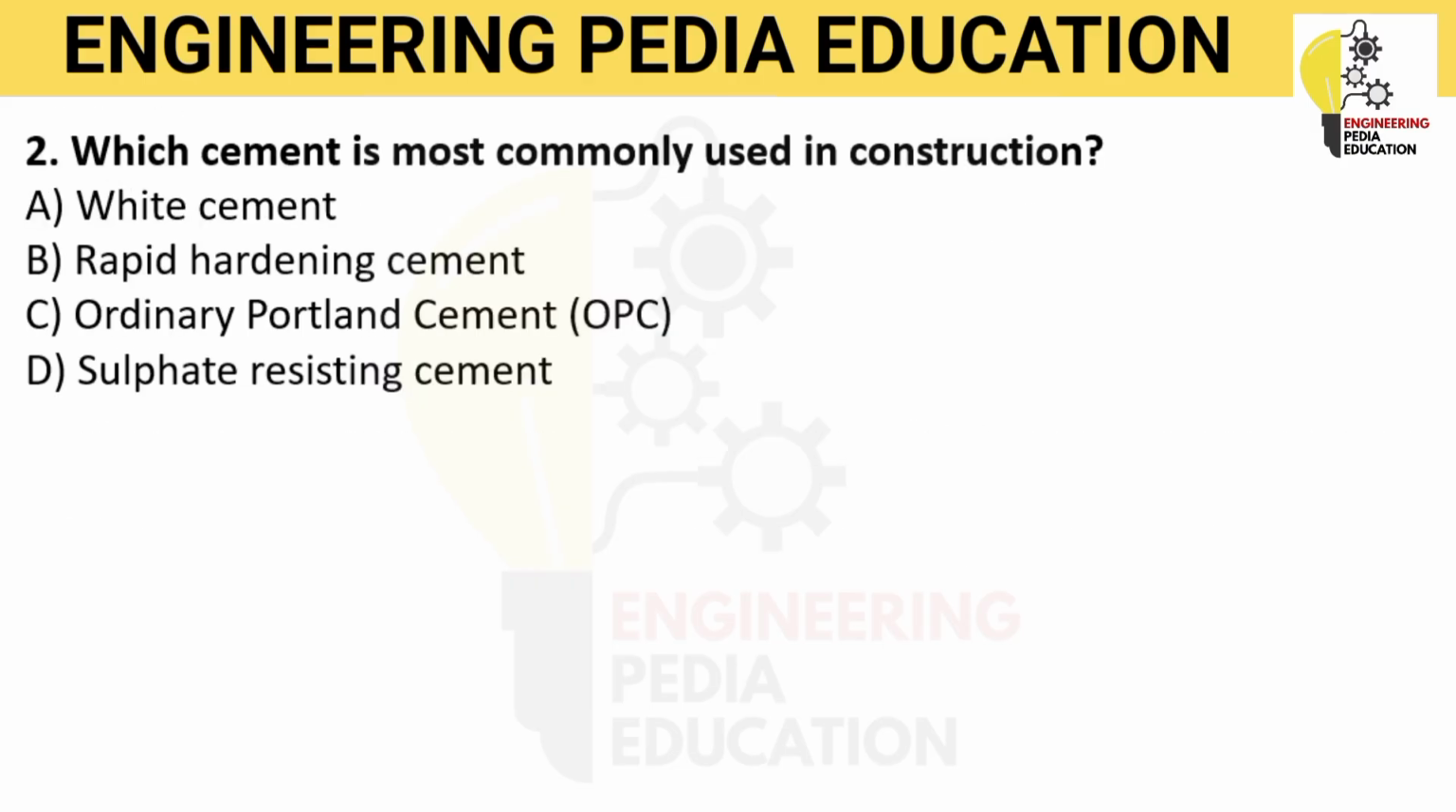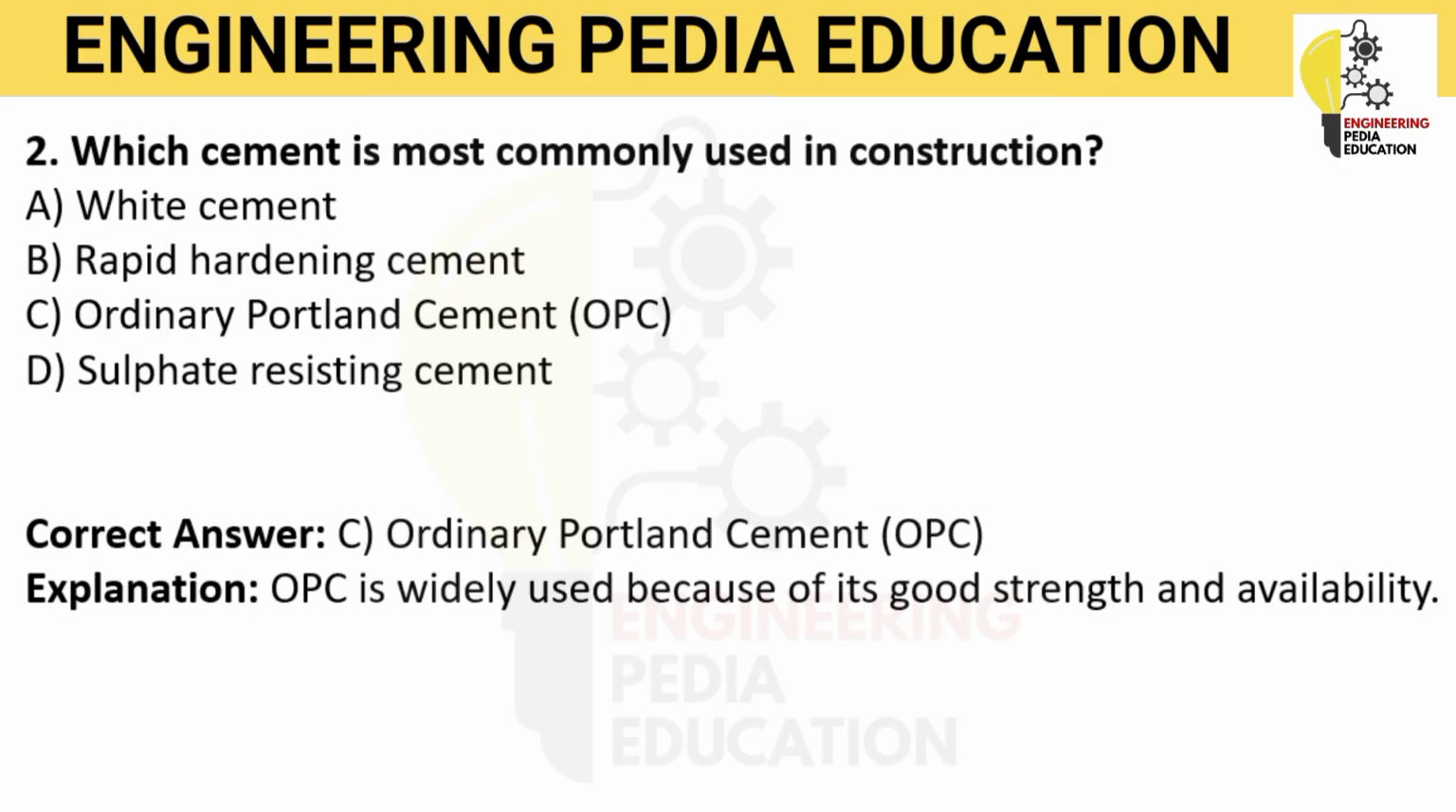Which cement is most commonly used in construction work? White cement, rapid hardening cement, OPC, sulfate resisting cement. So the correct answer is OPC, ordinary Portland cement. Ordinary Portland cement is widely used because of its good strength and durability.